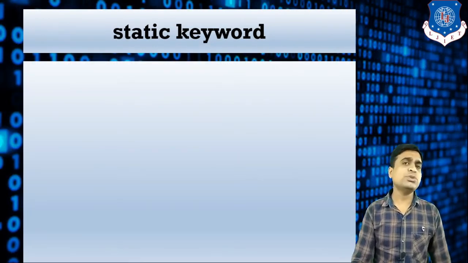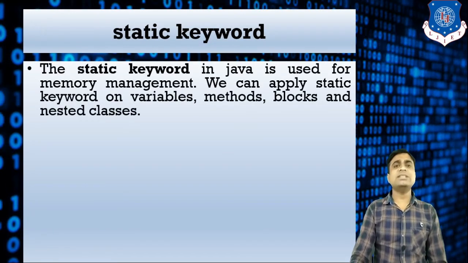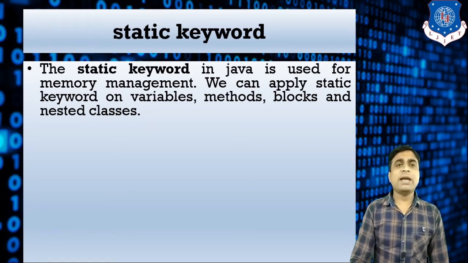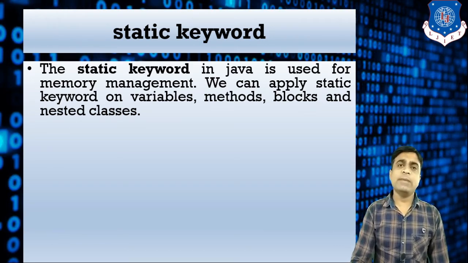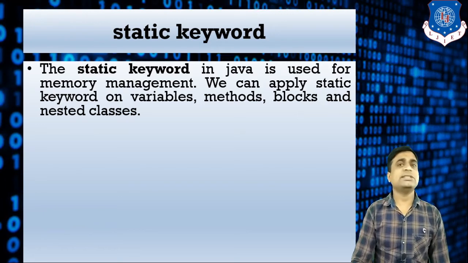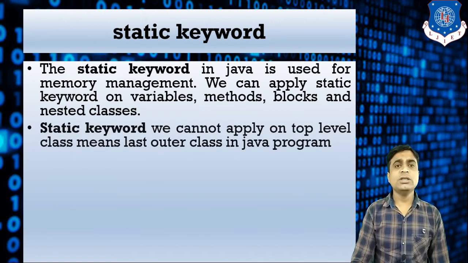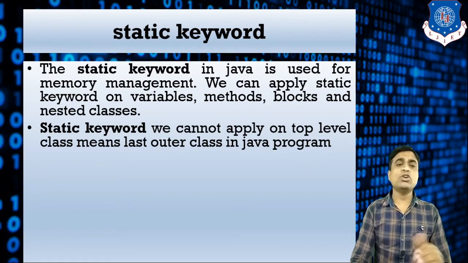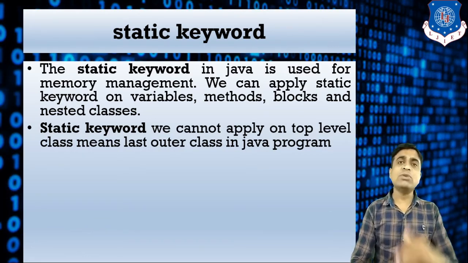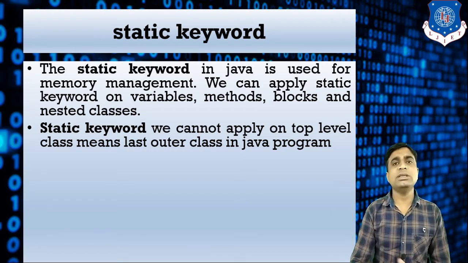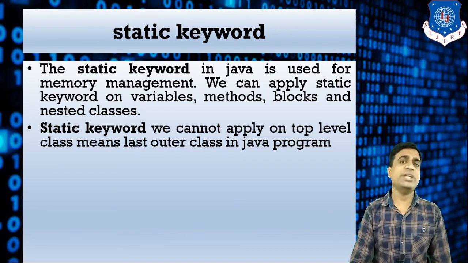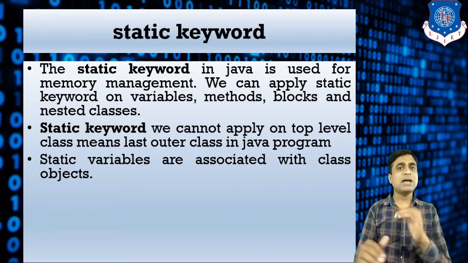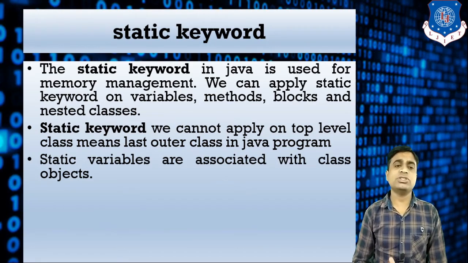Now what is the use of the static keyword? The static keyword in Java is used for memory management. We can apply the static keyword on a variable, method, block as well as a nested class. We cannot apply static on the top level class, meaning the outer class of Java, which cannot be static. The outer class is non-static.